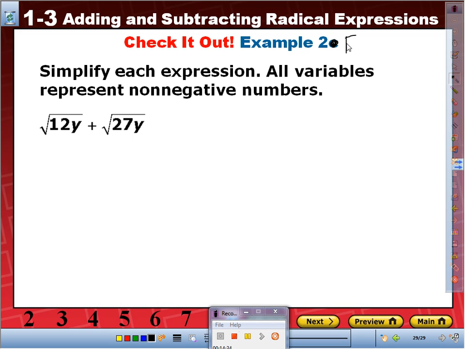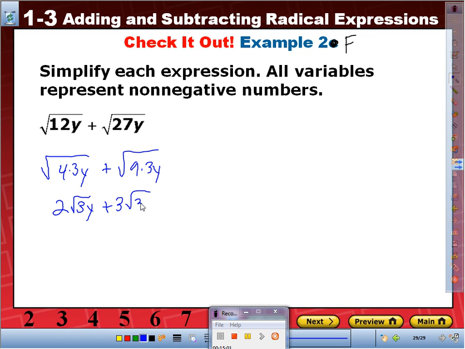Copy this next one down, please. Example 2F. Square root 12y plus square root 27y. Go. This becomes square root 4 times 3y plus square root 9 times 3y. This becomes 2 times square root 3y plus 3 square root 3y. Combine like terms, 5 square root 3y. Hands if you got that? Okay. All right, let's move on to a word problem.